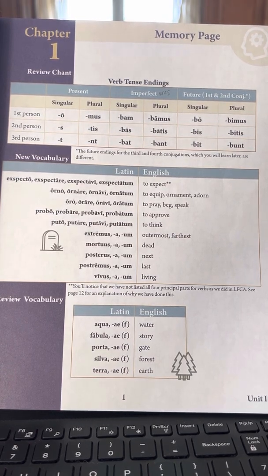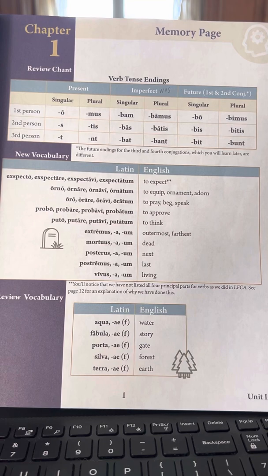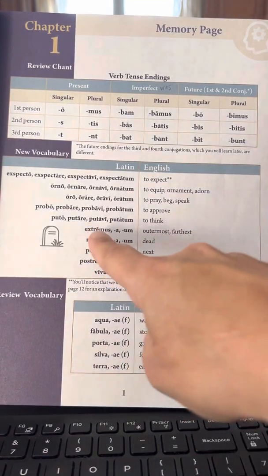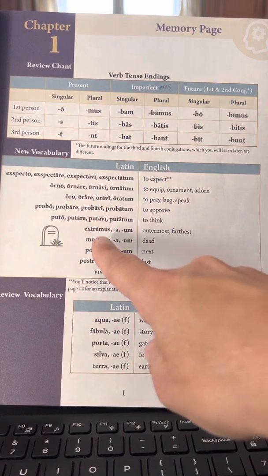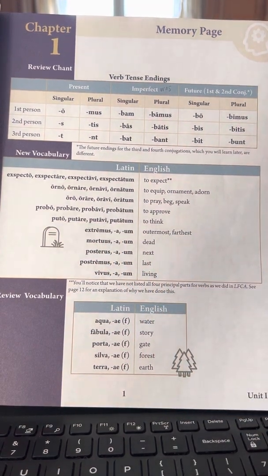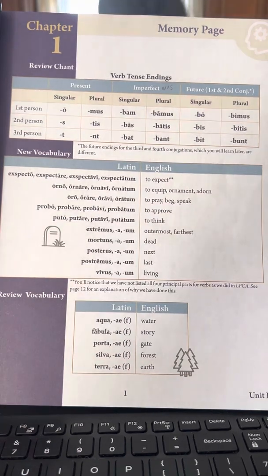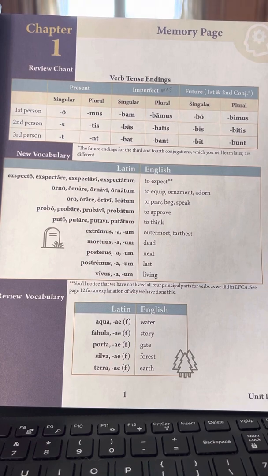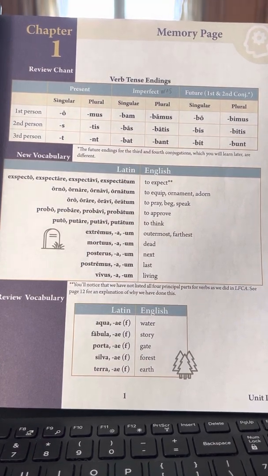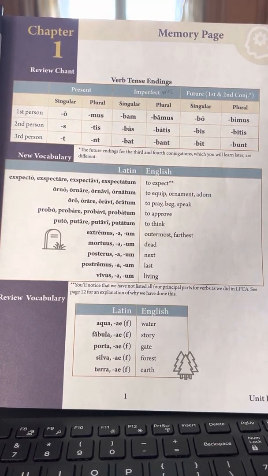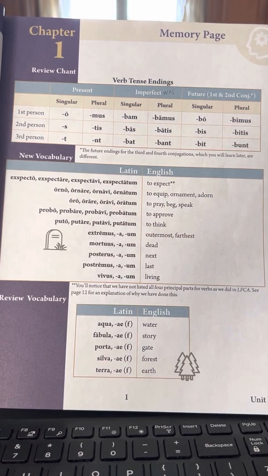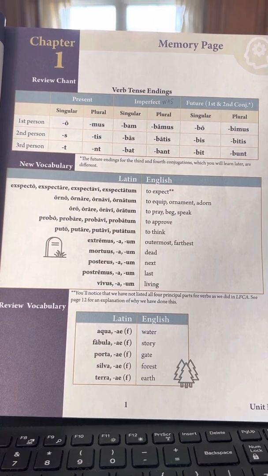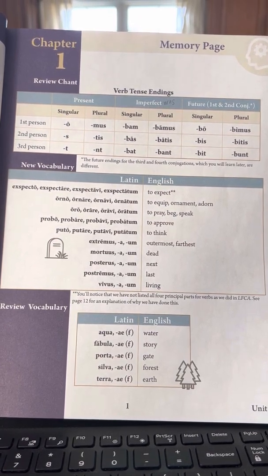Now we're just moving into vocab that are no longer verbs, okay? So you've got extremus, extrema, extremum. Outermost, farthest. Mortuus, mortua, mortuum, dead. Posterus, postera, posterum, next. Postremus, postrema, postremum, last. And vivus, viva, vivum, living.